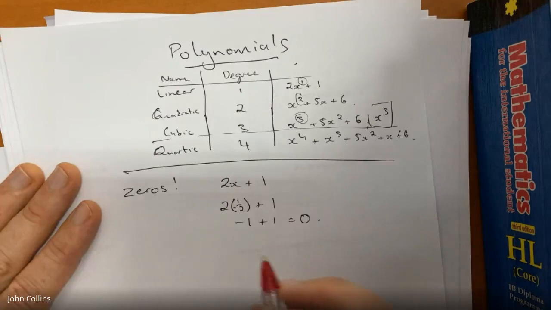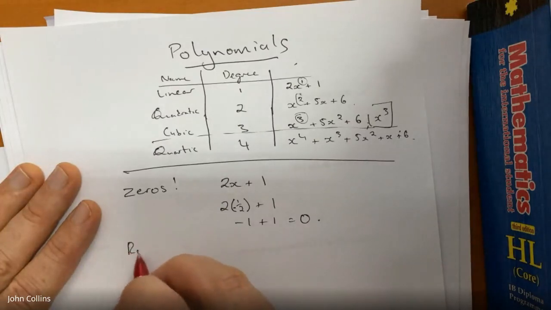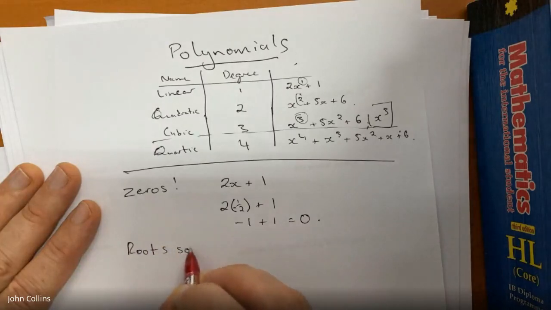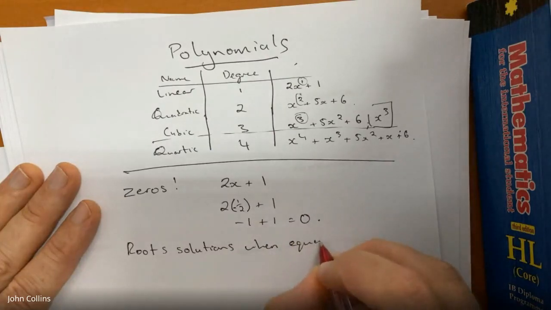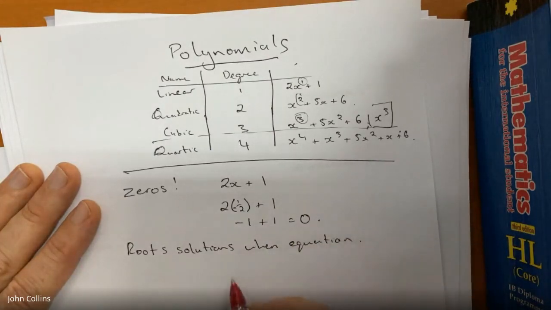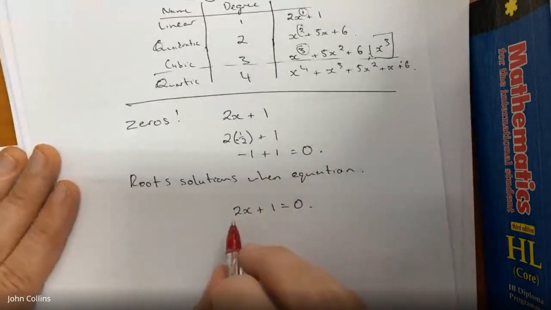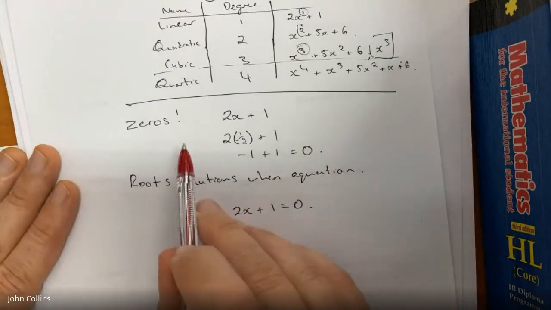Which is very, very similar to the root. The roots are the solutions when it's an equation equal to whatever. So if 2x plus 1 was equal to 0 from the start, you could solve it from that point. And that is usually the way of getting zeros.